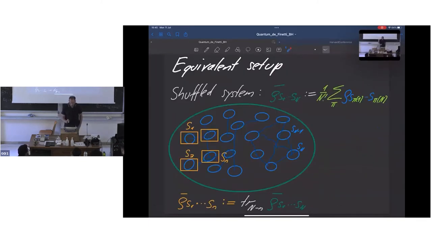And now I can just say, I now select from these capital N many systems the first small n systems. And that's equivalent to what I said before. So the randomness is just somewhere else. I need much more randomness for the second description because I shuffle the whole big bag of systems and then take the first n out. And in the other case, I just picked n at random.